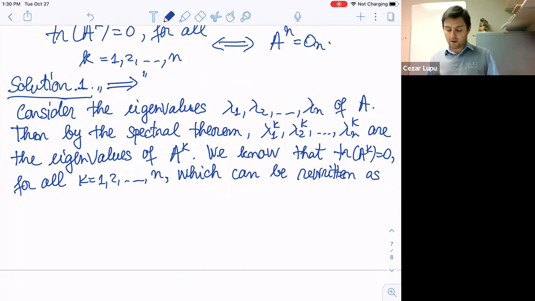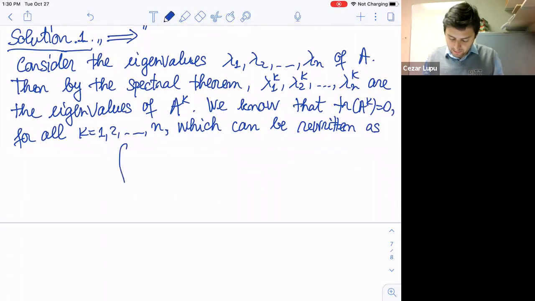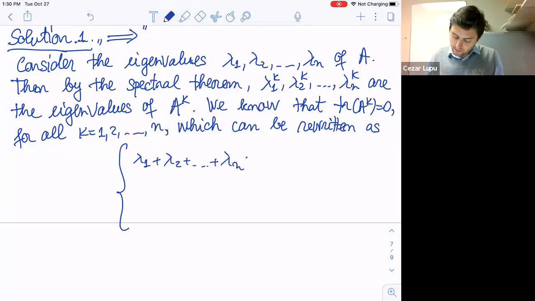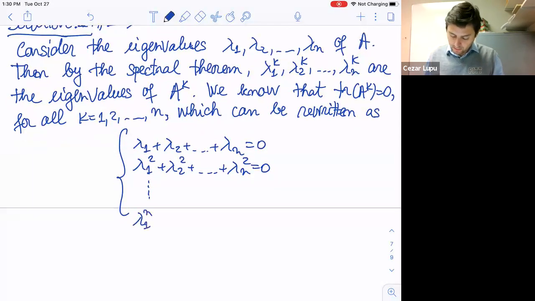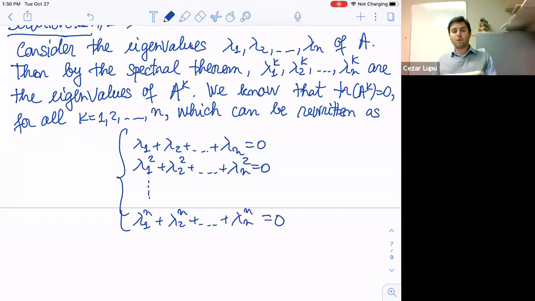So I'm just going to write here the system of equations. This would be lambda 1 plus lambda 2 plus ... plus lambda n equals 0. The second one will be lambda 1 squared plus lambda 2 squared plus ... plus lambda n squared equals 0. And we're going all the way down to lambda 1 to the power n plus lambda 2 to the power n plus ... plus lambda n to the power n equals 0. We have the system of equations.